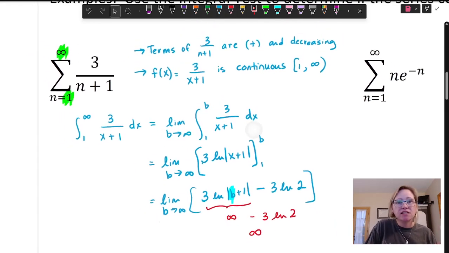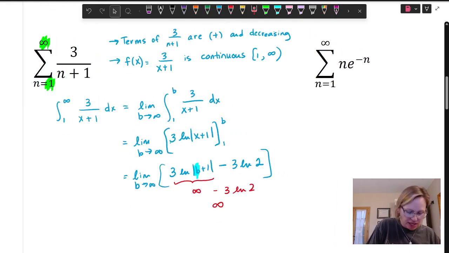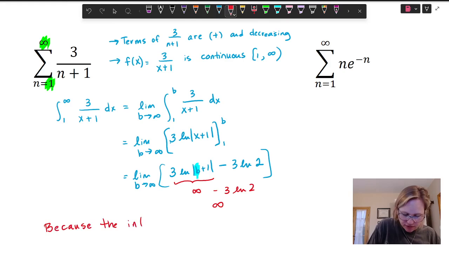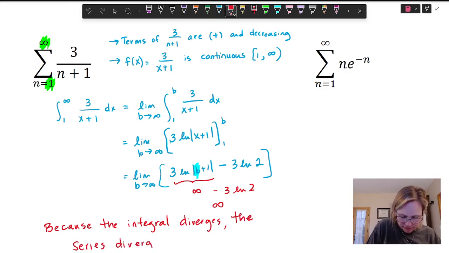So now I'm ready to state my conclusion. It's going to look a little bit like this. Because the integral diverges, the series diverges. And it's as simple as that.